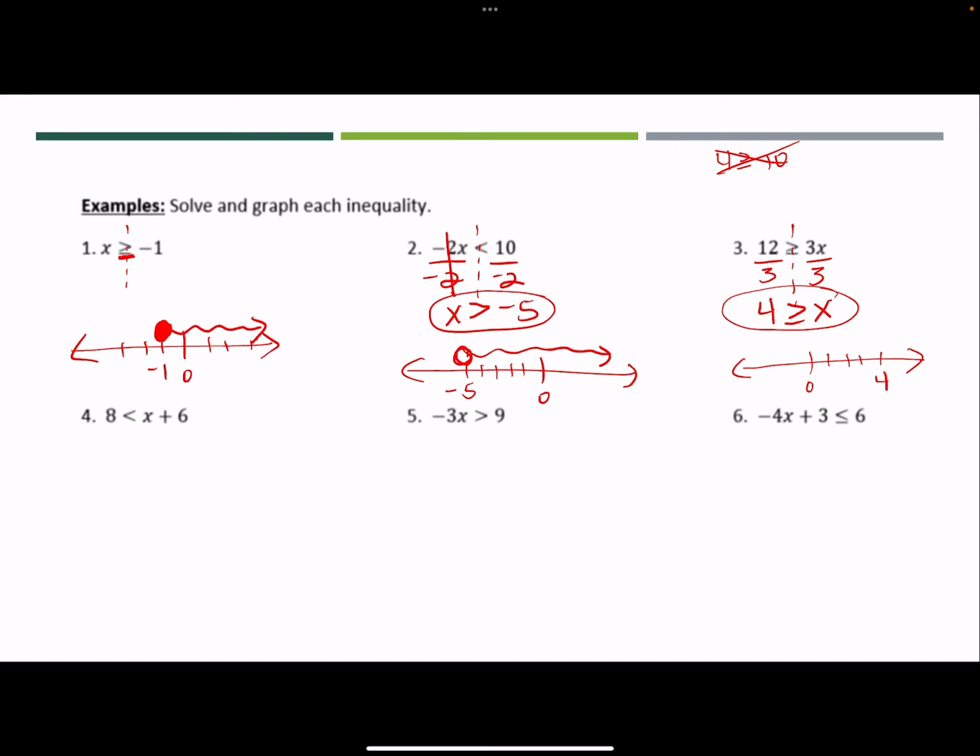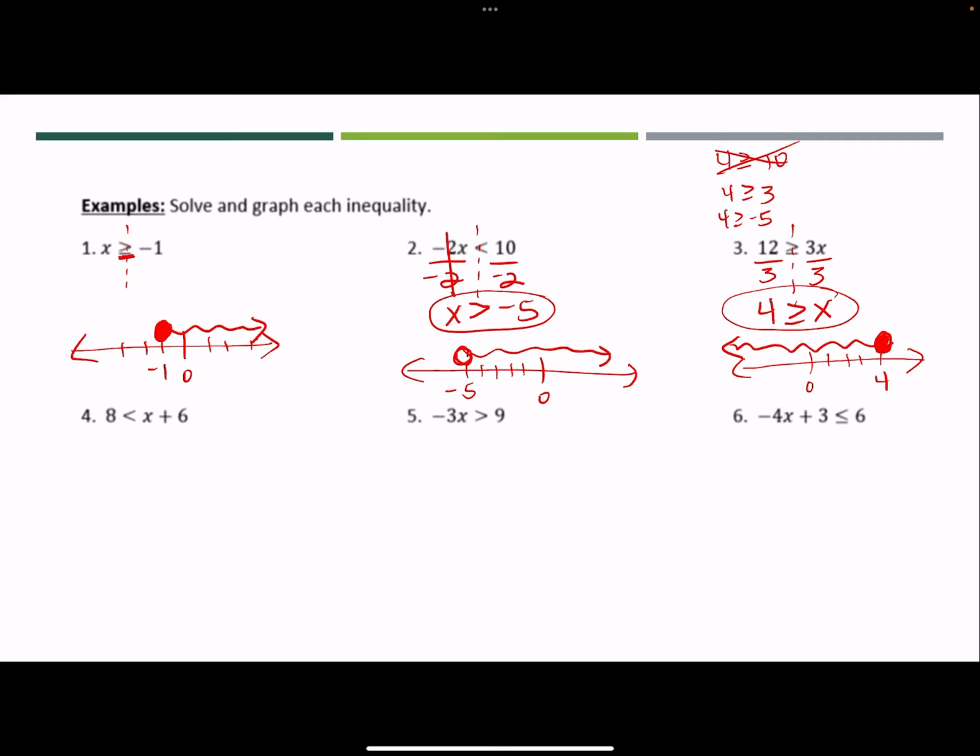So let's try a number to the left. How about 4 is greater than or equal to 3? Is that true? Yeah, 4 is greater than or equal to 3. So any other number to the left, how about -5? That is true. So I want to start at 4. 4 gets a closed circle, and I'm going to shade to the left.